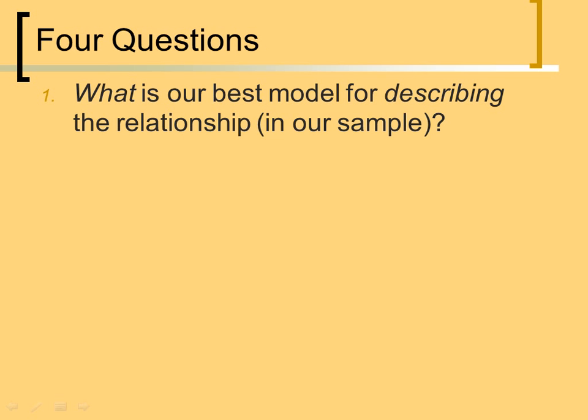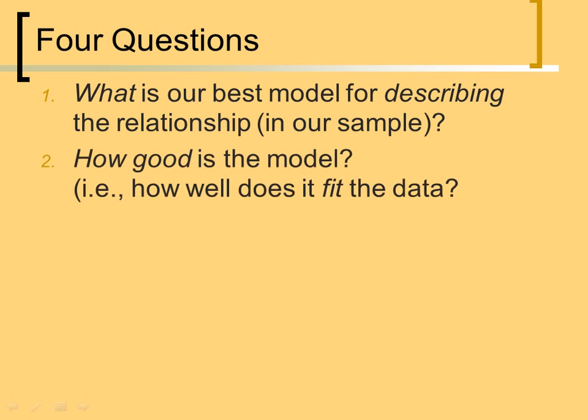When we have two variables, two numerical variables that are measured on the same groups of individuals, so paired data, what is the best model for describing the relationship in our sample? So this is descriptive. Like there's a mean that describes something about your sample, there's a number called a correlation coefficient that describes a relationship between two variables in your sample. It's a descriptive statistic. It doesn't say anything about the population.